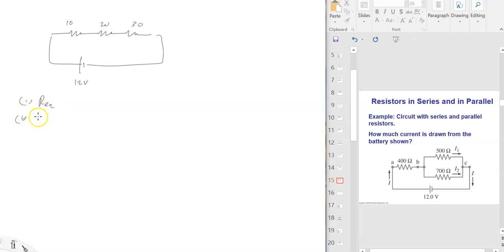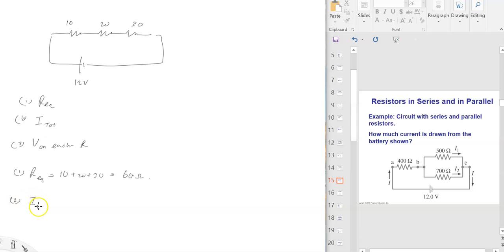Question number 1, total resistance. Number 2, total current. Number 3, V on each resistor. Alright. Equivalent resistance Req, you just add them together. 10 plus 20 plus 30 equals 60 ohms.